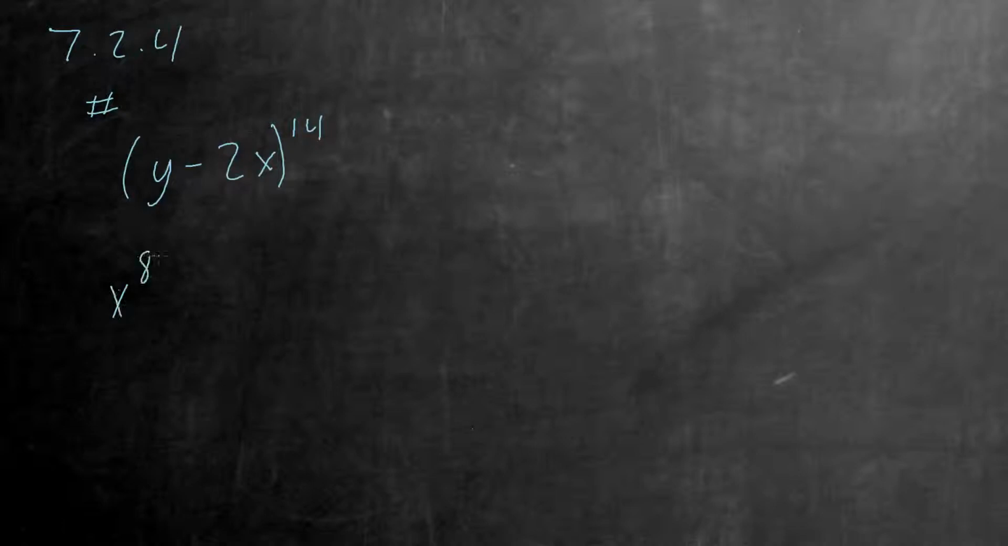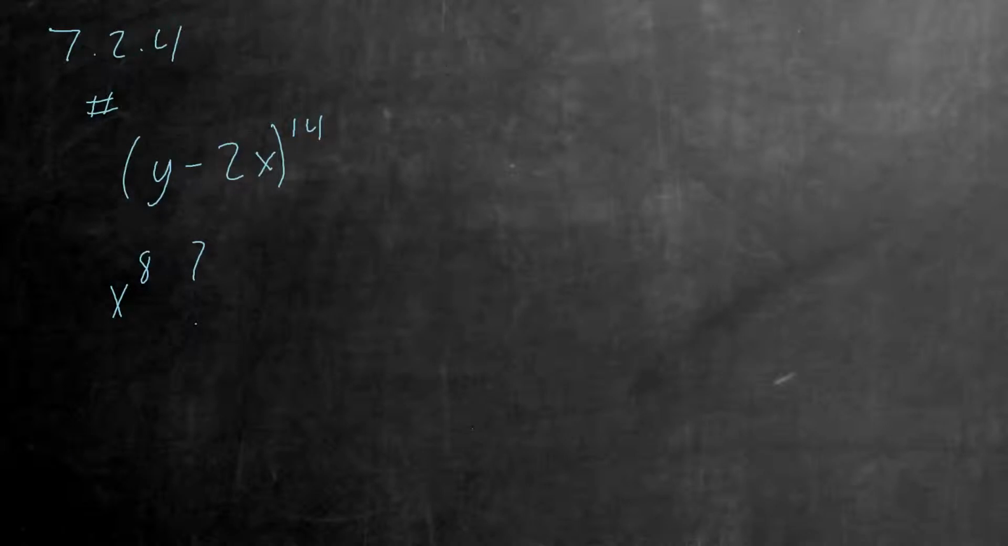Okay, let's look at 7.2.4, and let's go for number 4. (y - 2x)^14. And the question is, find the term containing x to the 8th. So, which term would that be?